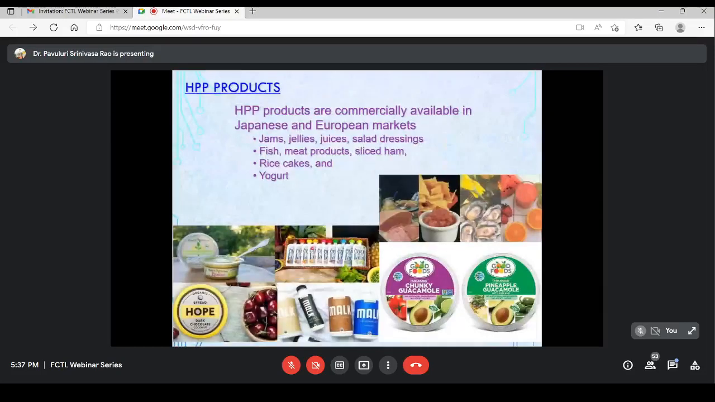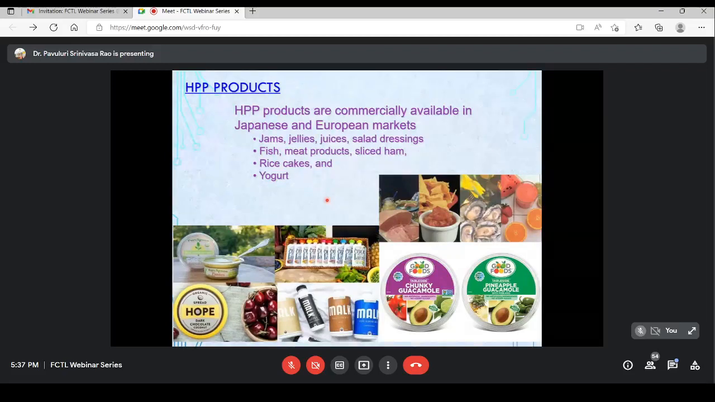Now, some of the HPP products, many of you might have seen in different papers or presentations. Like jam, jelly, juices, salad dressings, fish, meat products, etc. Japan is the largest HPP implementation segment, where a lot of products, particularly related to fruit juices, cut fruits, or vegetables, are being prepared and of course are available in the market.